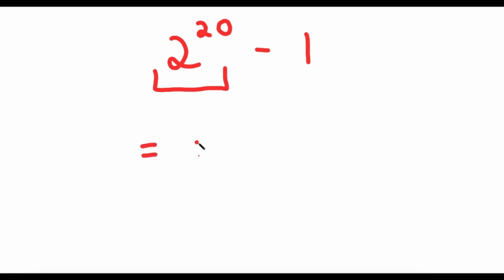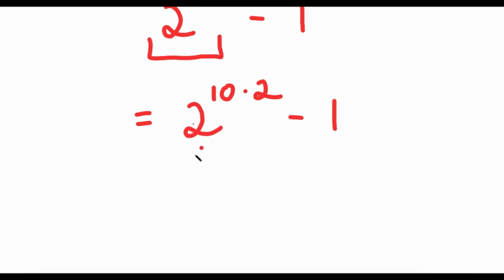Alright, so in this video, I'm going to be solving the problem 2 to the power of 20 minus 1. So I want to find the value of 2 to the power of 20 minus 1. So to solve this, what I'm first going to do is rewrite 2 to the power of 20 as 2 to the power of 10 times 2. So now I have 2 to the power of 10 times 2 minus 1.